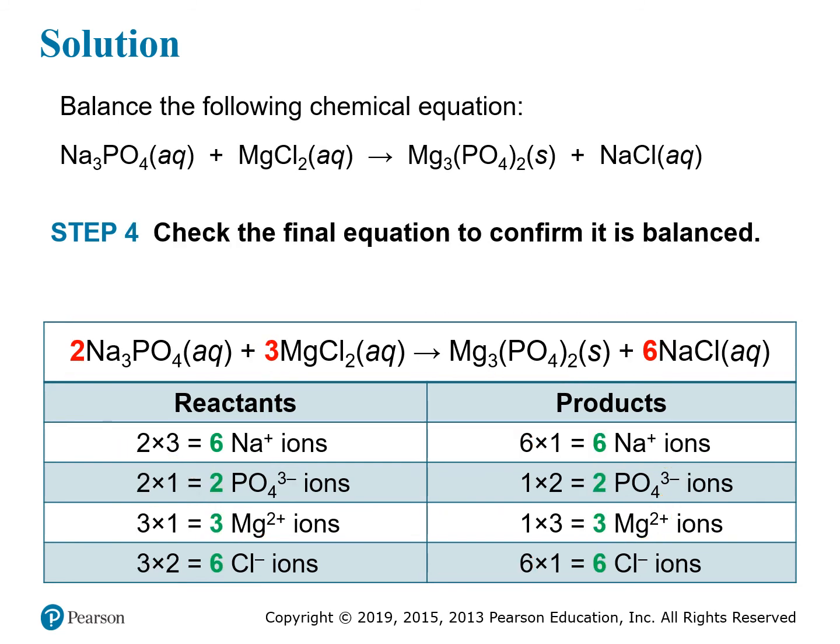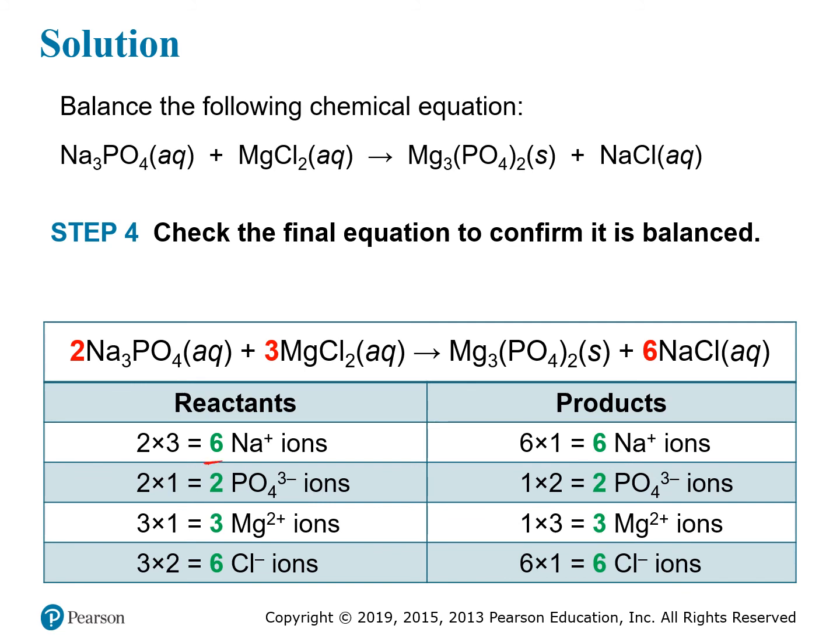Again, step 4 is just double checking that count and then seeing if we can factor out any common multiples or common factors from the coefficients. In this case, we definitely can't factor anything out. We have even and odd numbers, nothing has a common factor, so we're okay there. And we can just double check.